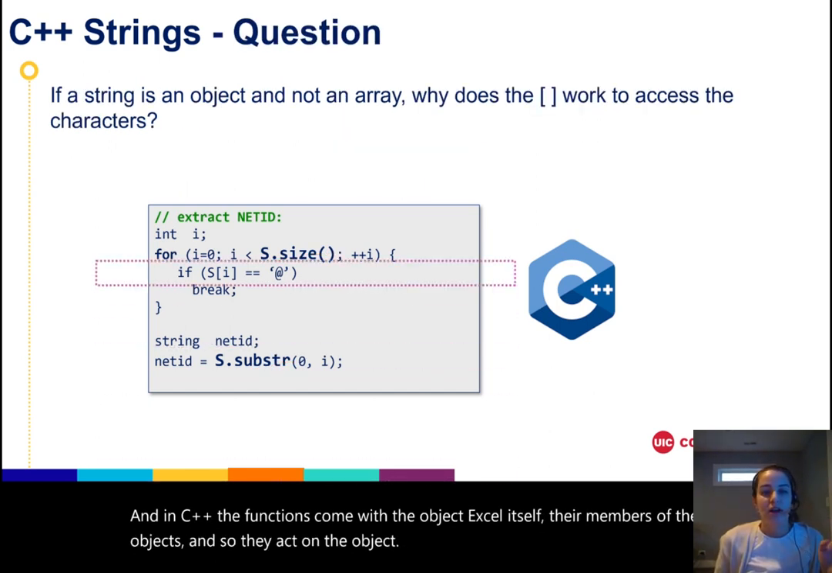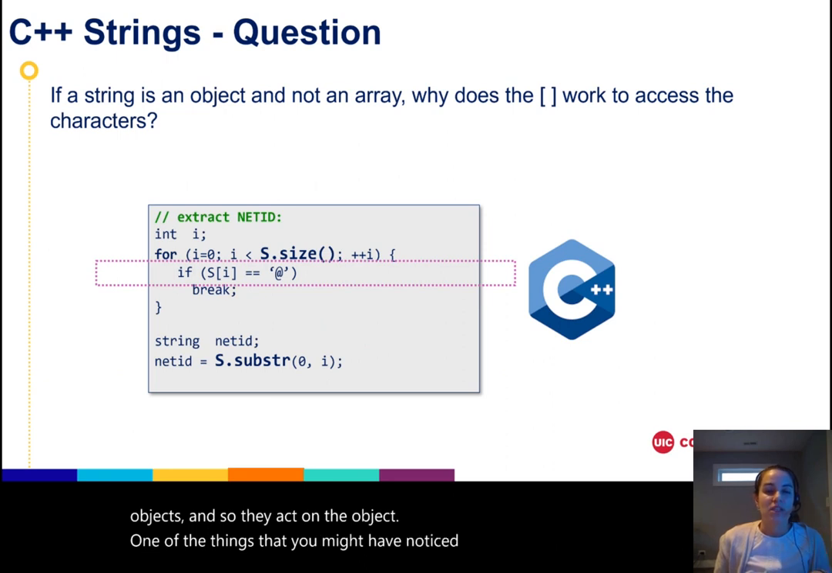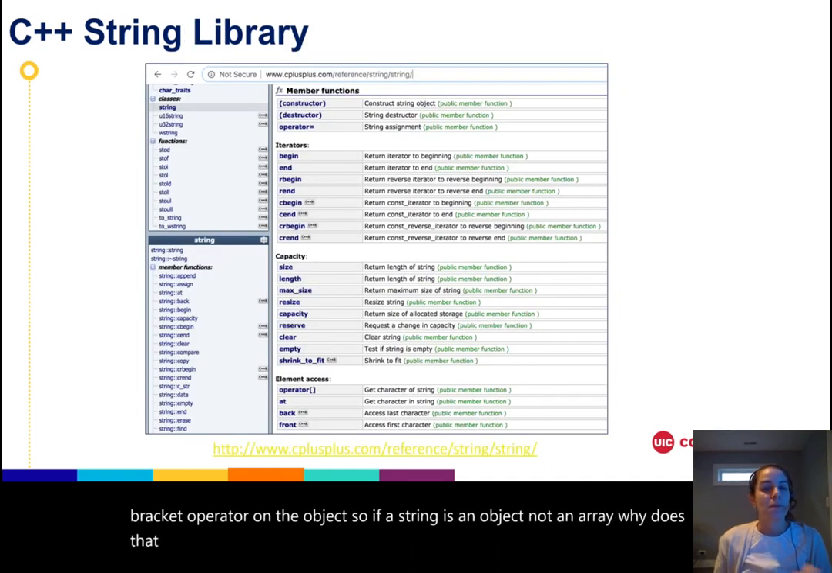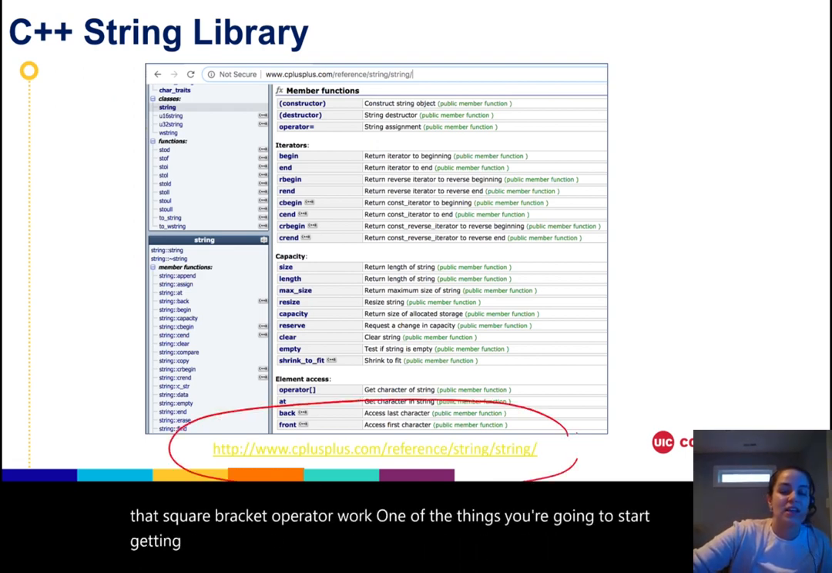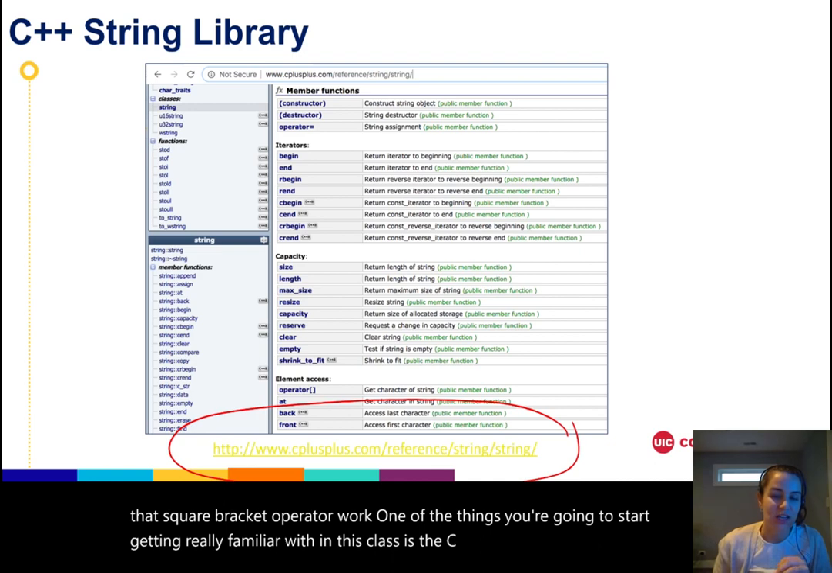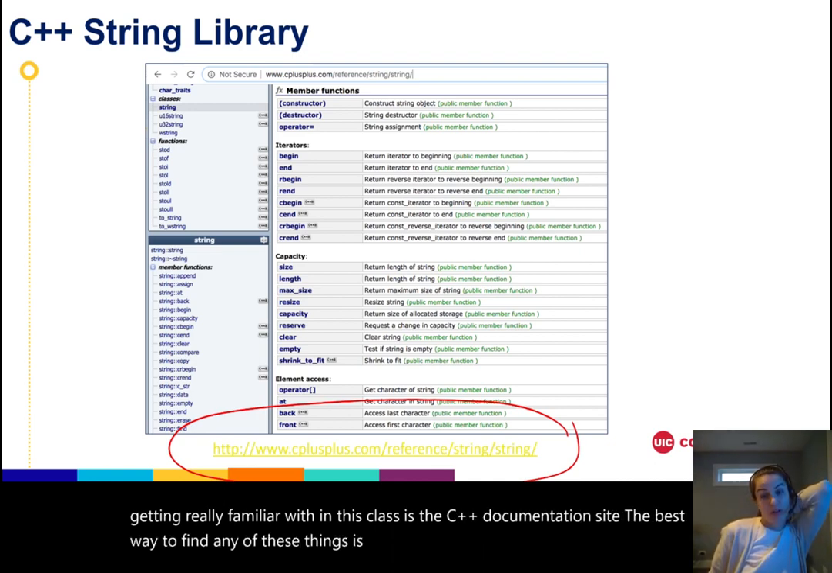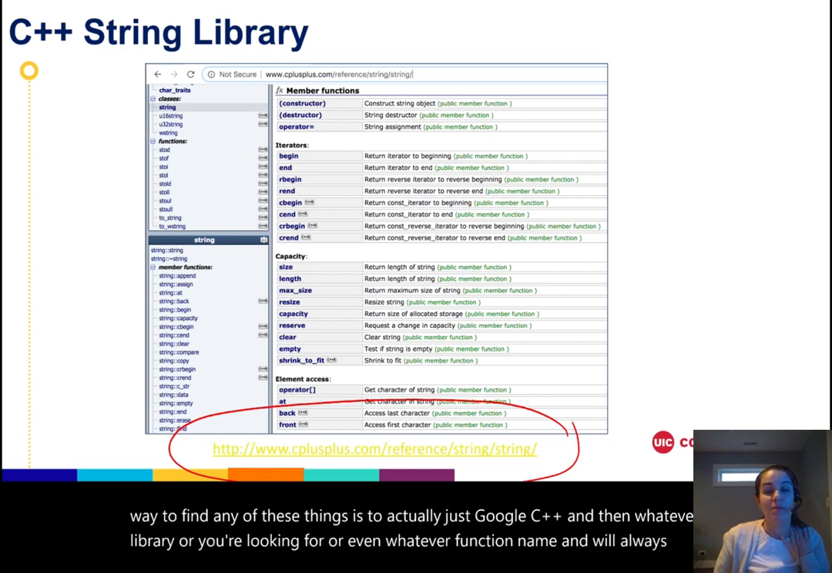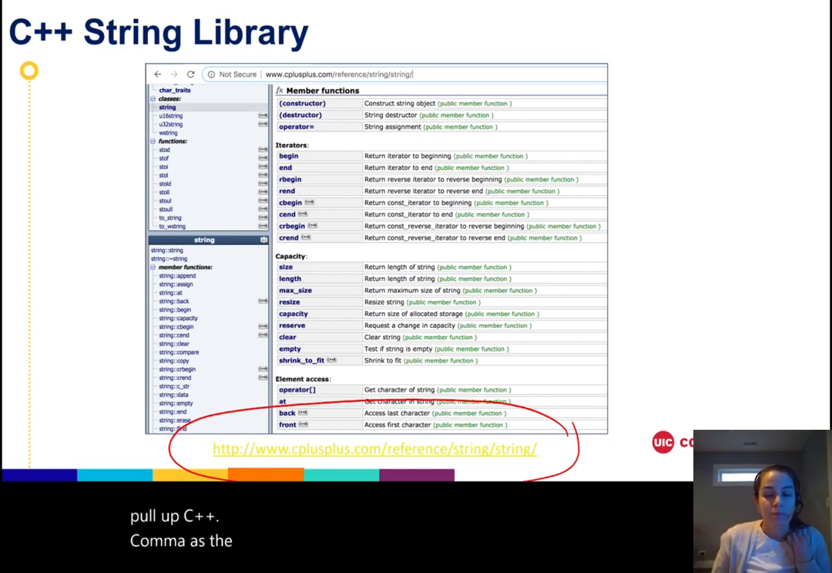One of the things you might have noticed is that we did use the square bracket operator on the object. So if a string is an object, not an array, why does that square bracket operator work? Well, one of the things you're going to get really familiar with in this class is the C++ documentation site. The best way to find any of these things is to Google C++ and then whatever library or function name you're looking for, and it will always pull up cplusplus.com as the first hit.